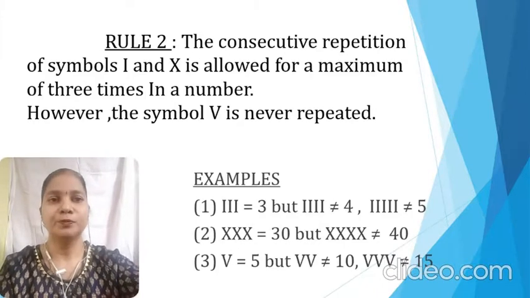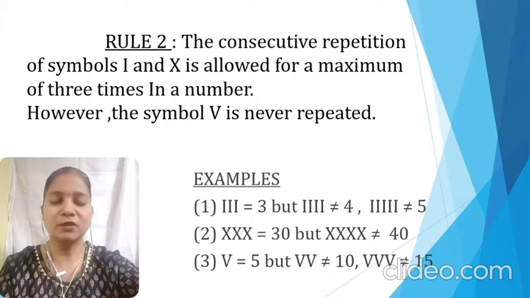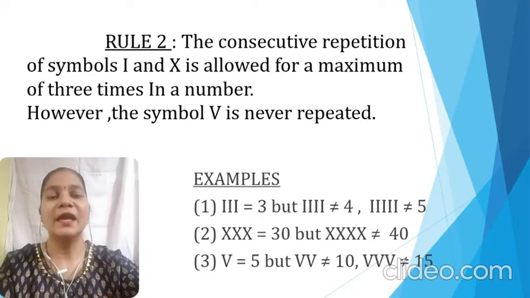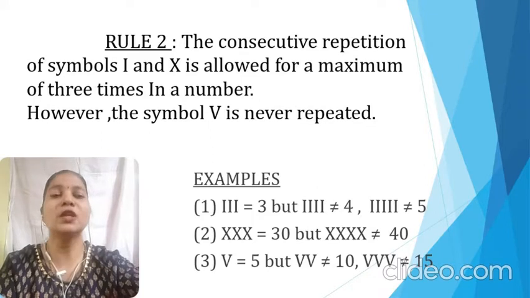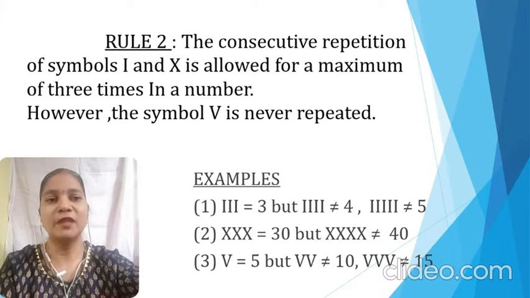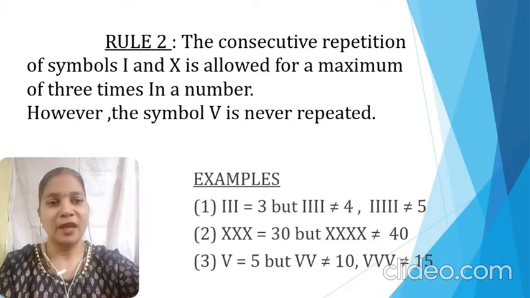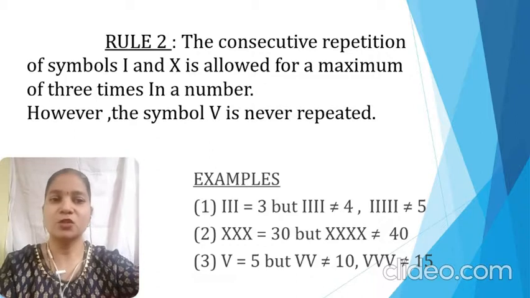Rule number 2. The consecutive repetition of symbols I and X is allowed a maximum of 3 times in a number. However, the symbol V is never repeated. That means I and X are allowed a maximum repetition of only 3 times. 4 or 5 times repetition is not allowed in Roman numerals. For example, if I want to write 3, how many times will capital I be there? Only 3 times: first I, second I and third I. It is equal to 3.